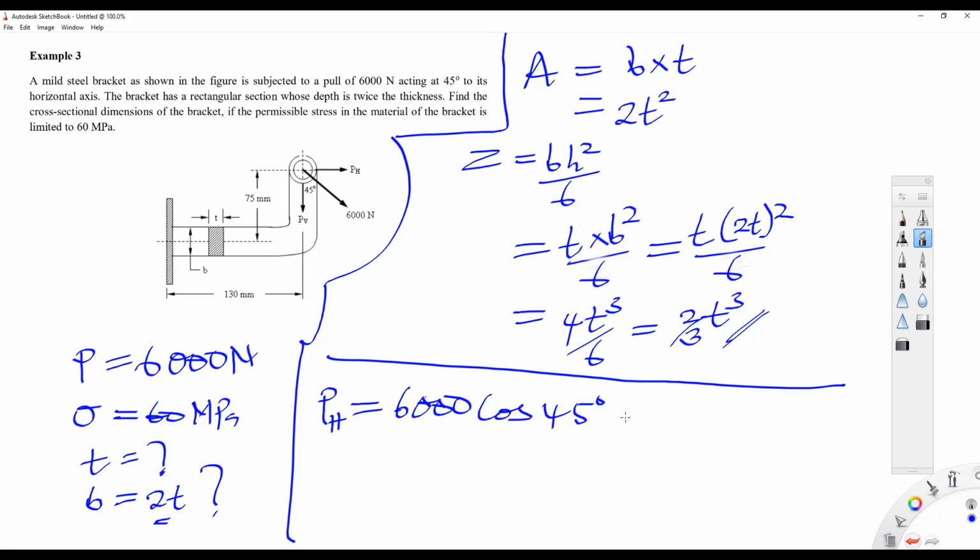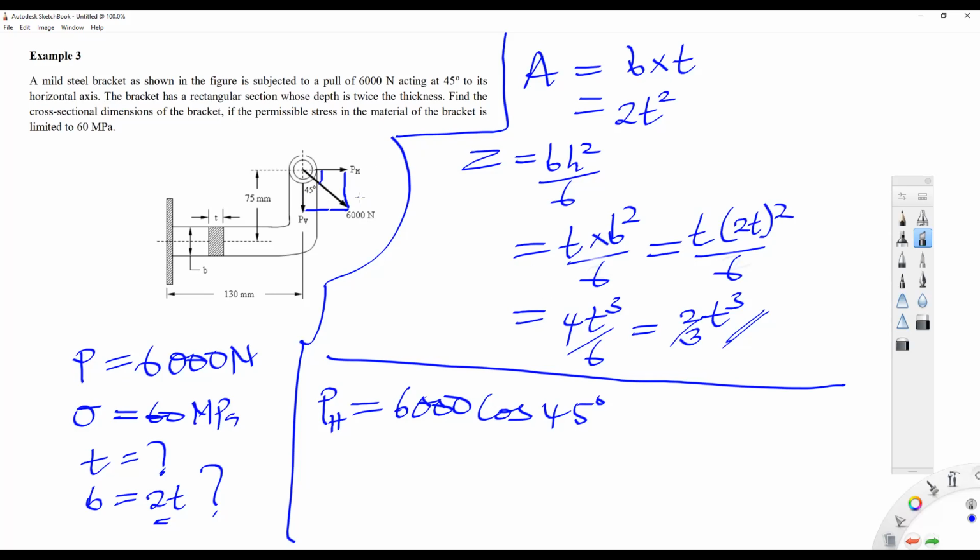Isn't it 6,000 cos 45, sine 45? Well, sine 45, cos 45. Okay, the same. So if we have this component here, this angle is the same as that angle. If 45 is here, this is also 45. So if you want to find this component, it is cos 45. If we are using this side, it will be sine, but it's the same as the cos.